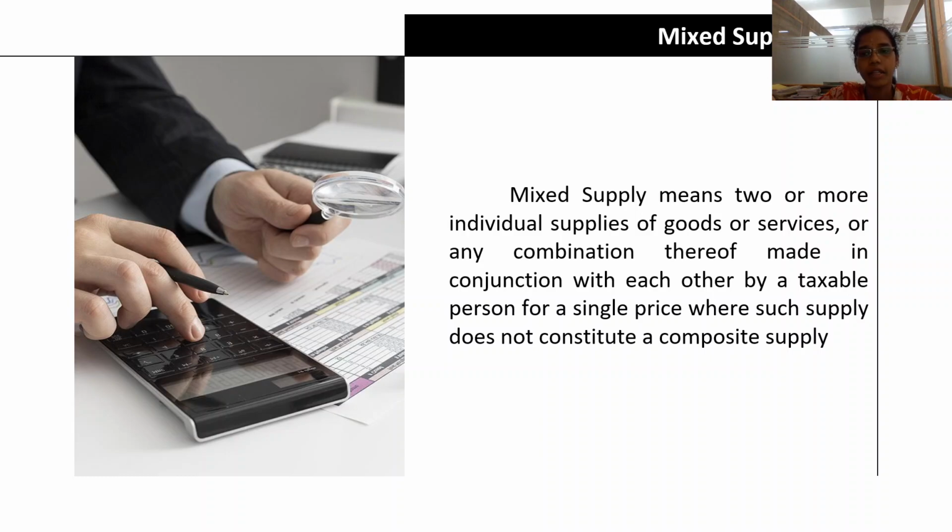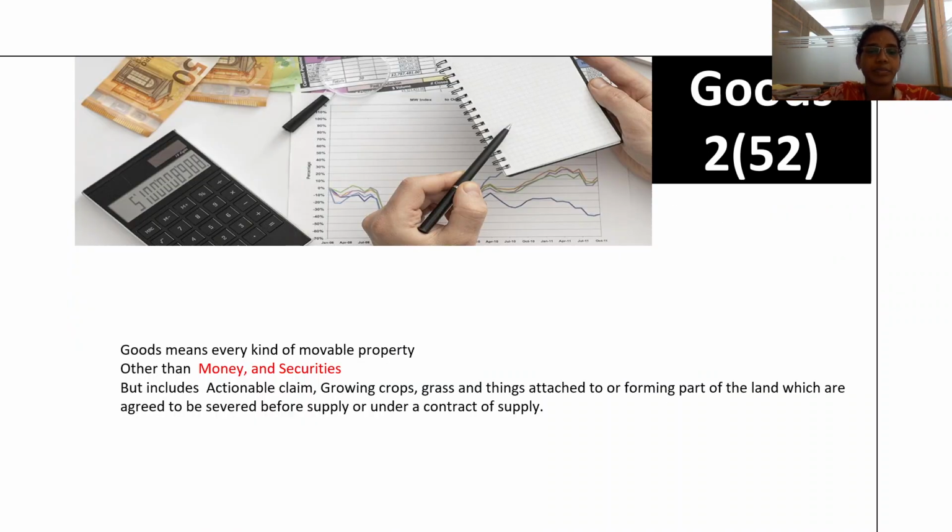Next definition, mixed supply. This is defined under Section 2, subsection 74. Mixed supply means two or more individual supplies of goods or service or any combination thereof made in conjunction with each other by a taxable person for a single price. Here the thing is, the bundle should be provided for a single price where the supply does not constitute a composite supply. In composite supply, the bundle is natural, but here it should not be a composite supply, in the sense the bundle should not be natural, and this has to be provided at a single price.